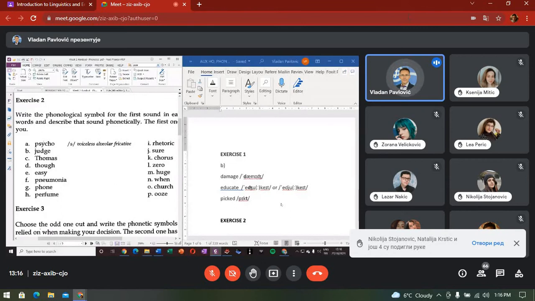Dakle, f, pritisnemo gornje zube od donje usne i tako dobijemo ovaj labiodental sound. Labiodental in terms of the place of articulation.